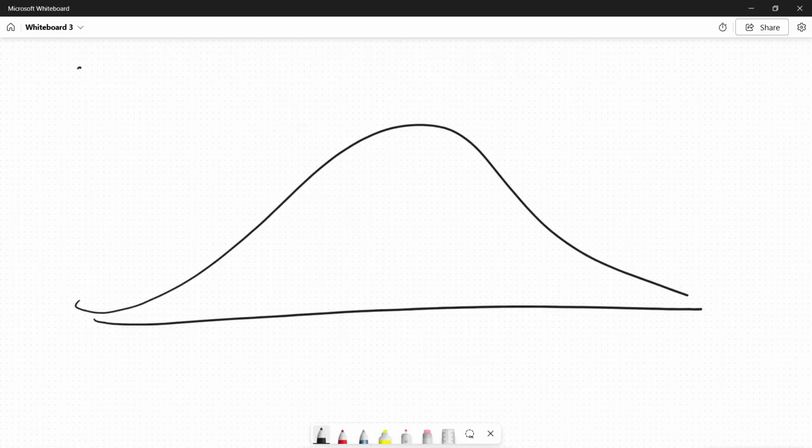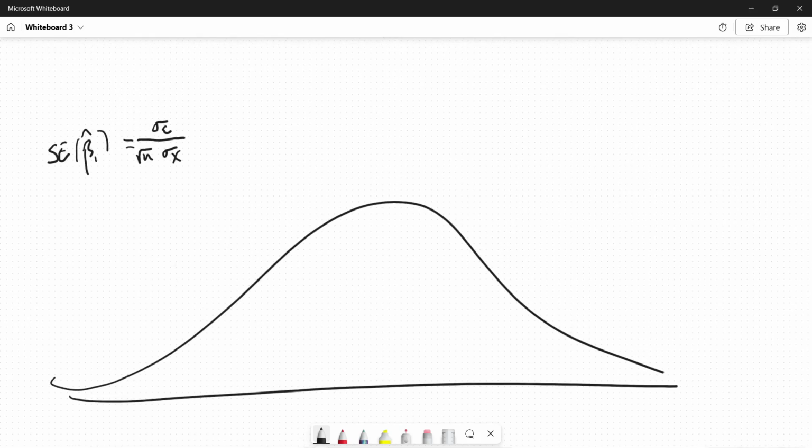Standard error of beta 1 hat is something like sigma of epsilon over square root of n times sigma of x. Standard error, not the variance. If you're thinking variance of beta 1 hat, it's sigma squared of epsilon over n sigma squared of x, something like that.